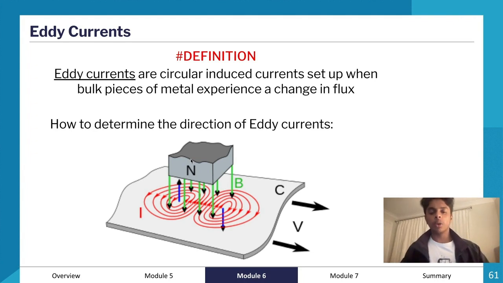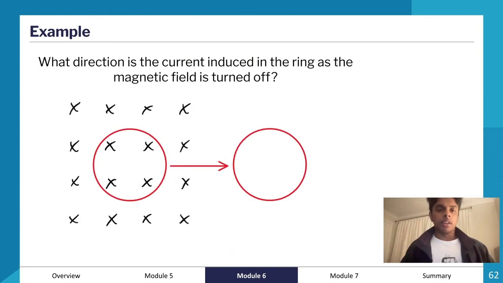So eddy currents will always induce magnetic fields, but the direction is determined by whether it is losing a pre-existing magnetic field or being introduced to an existing magnetic field. That's what differentiates the two directions, and what we can use to determine them. All right, so let's look at this question now. What direction is the current induced in the ring as the magnetic field is turned off?